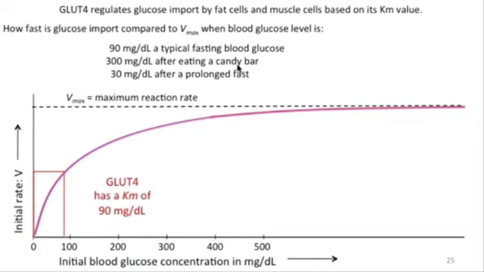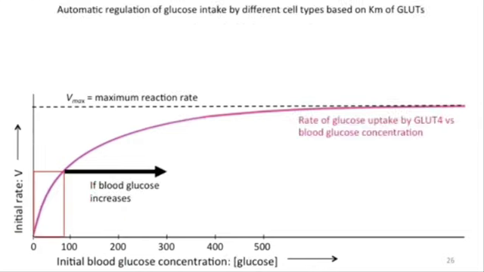I now want to talk about how the different Km values for the different cell types automatically regulate their uptake of glucose. For example, let's begin with GLUT4 that's active on fat cells and muscle cells. And let's assume we're at a typical blood fasting level of about 90 milligrams per deciliter, which corresponds to the Km value.